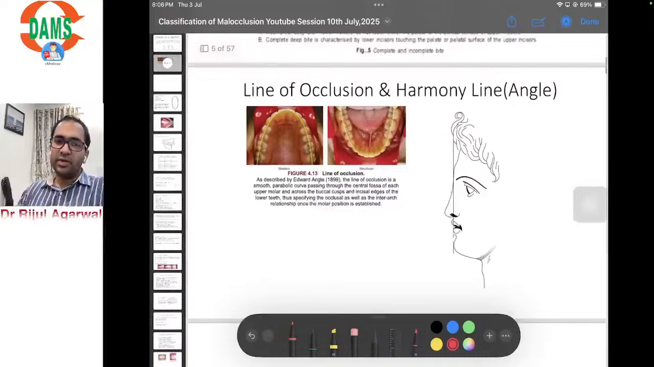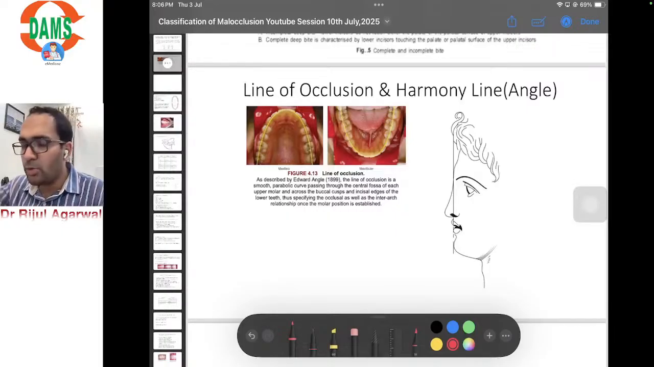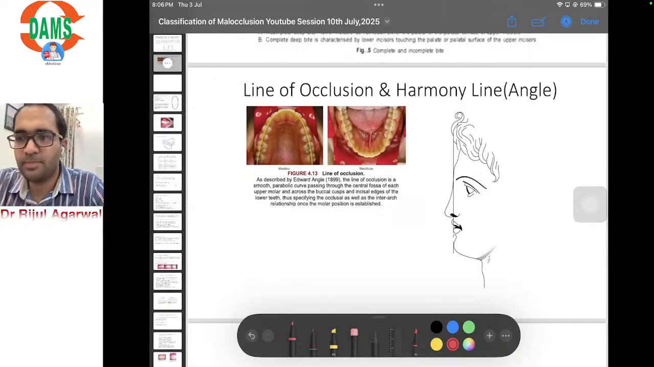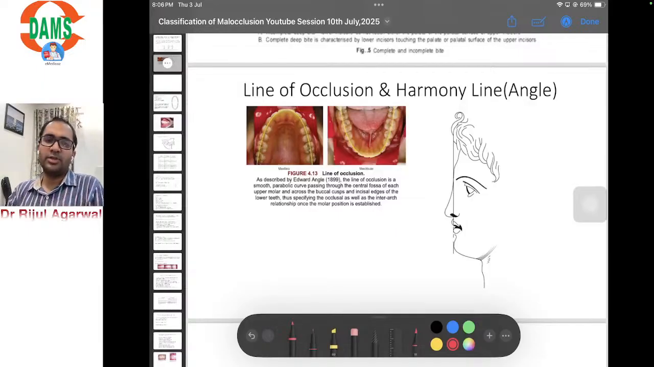So beginning with the first, that is the Angle system. So how did Angle arrive at it? You all know what the Angle system of classification of malocclusion is. We'll come to that. Before describing that, how did Angle come to this system of classification? For that he gave us two concepts, that is line of occlusion and harmony line. So what is line of occlusion and harmony line?